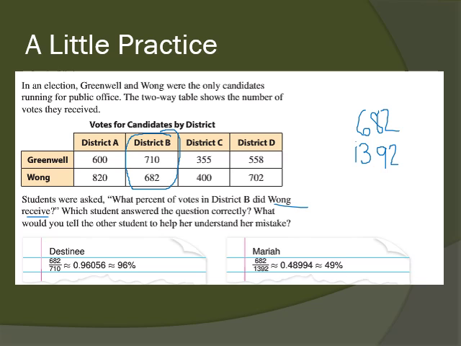So when you look down here, both Destiny and Mariah solved this. Which one did it correctly? The correct answer is Mariah. So it looks like Wong got about 49% of those votes. Destiny found a comparison between the two. So Destiny's was wrong. This is a ratio. Destiny found the ratio of Wong's votes to Greenwell's votes in District B, but did not total up, so didn't find a % of the total there.